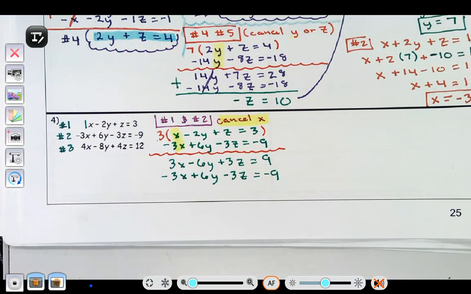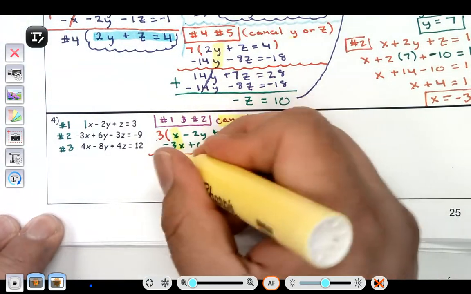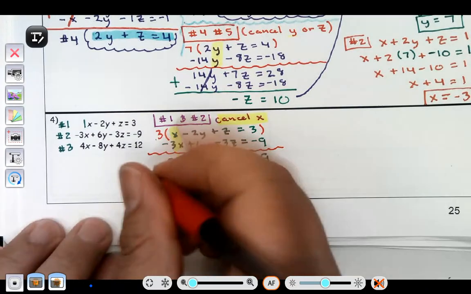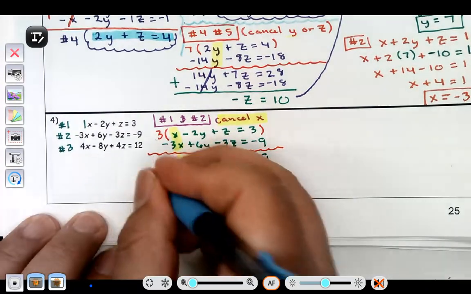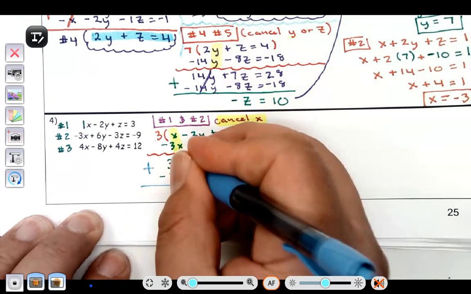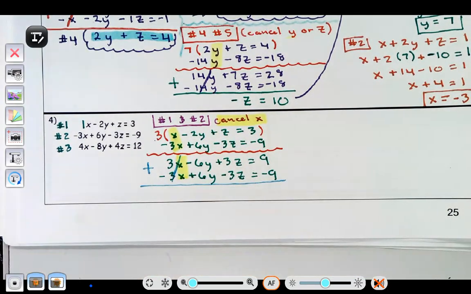Okay, look at that. My goal was to cancel out the x's. One's a positive 3, one's a negative 3. So now I am going to make it official by doing this. I'm going to tell people that I am adding. I'm going to combine like terms. And when I do that, the 3's are officially gone, which is what I wanted. So now let me do the rest of the math.